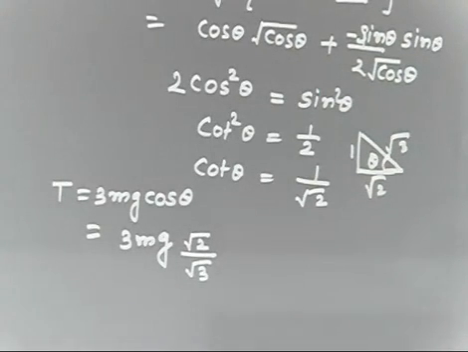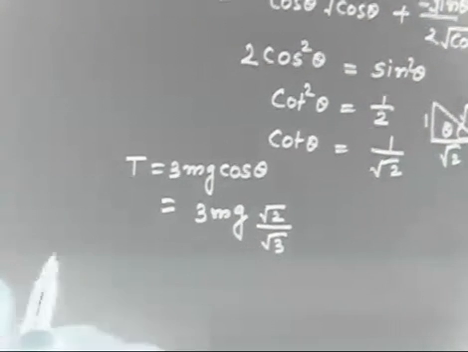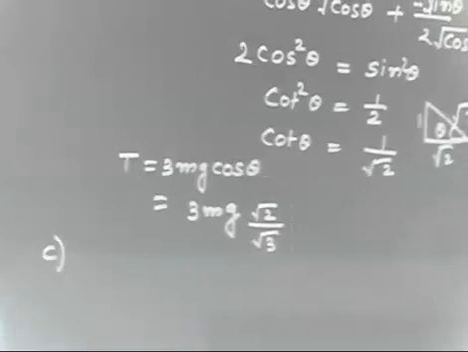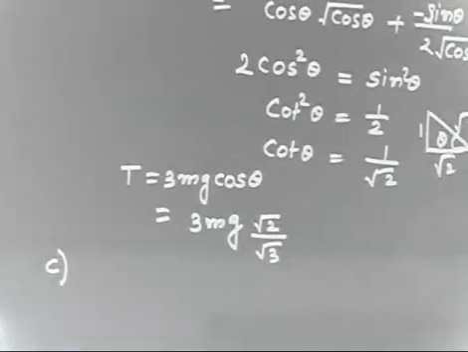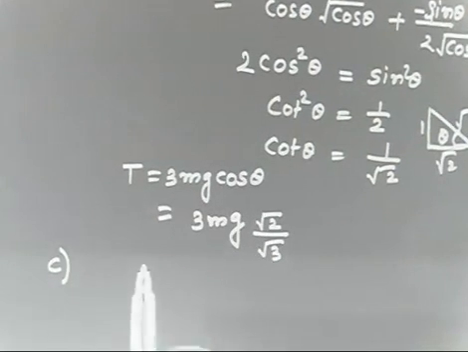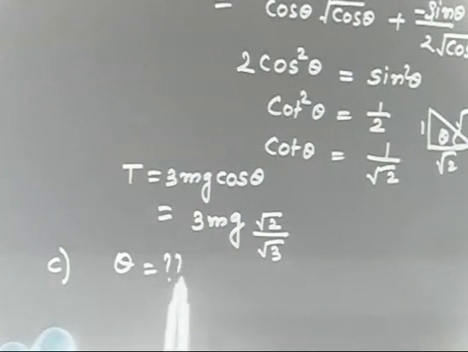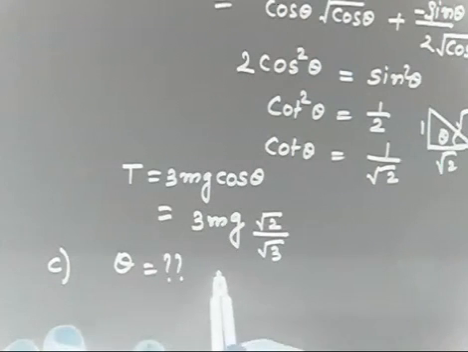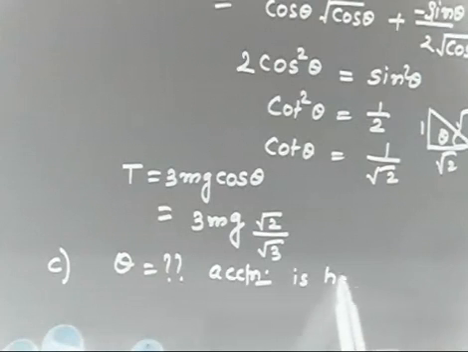Are you getting? Now we have the next part also, part C. What this part says: find the angle theta between the thread and the vertical when the total acceleration vector is directed horizontally. So theta equals what, when the total acceleration is directed horizontally? The acceleration is horizontal.